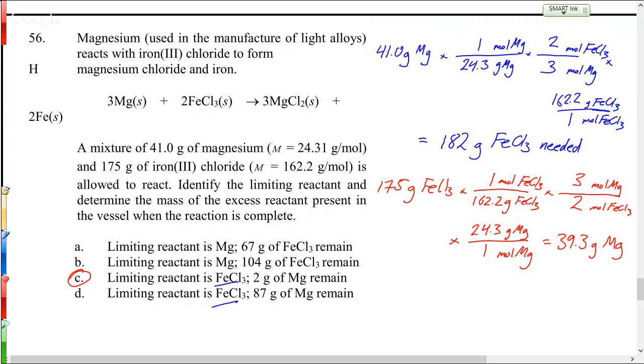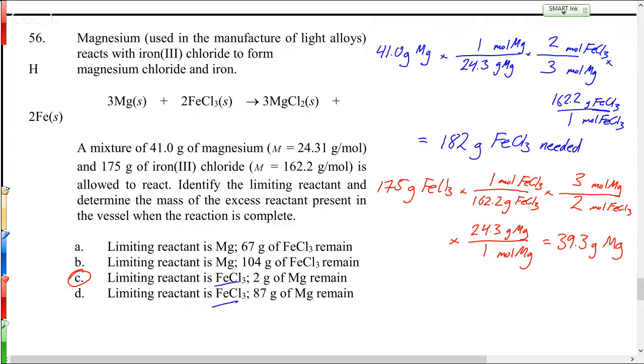So how could you answer that question? Once we've narrowed it down to know that the limiting reactant is iron chloride, how could we have avoided that second calculation? Anybody catch this? It's not always going to be this way, but in this particular question, this is the nice thing about multiple choice. Once you narrow it down to C or D, so you know the limiting reactant is FeCl3, and so either 2 grams of magnesium remain or 87 grams of magnesium remain. Why doesn't that 87 grams make sense?